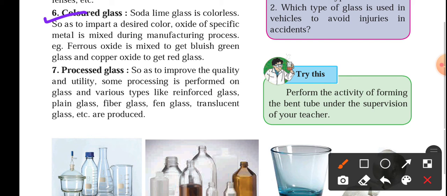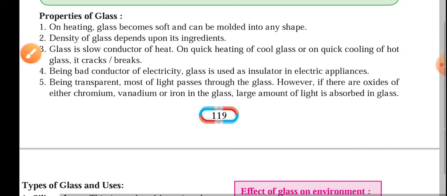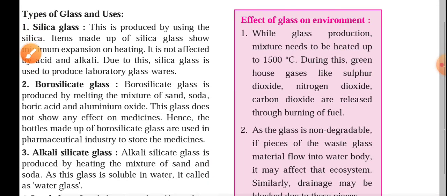Processed glass: to improve the quality and utility, some processing is performed on glass, and various types like reinforced glass, plain glass, fiberglass, frosted glass, translucent glass, etc. are produced.